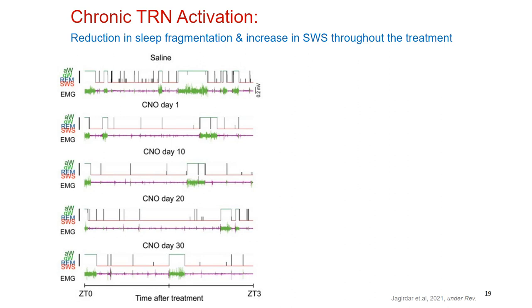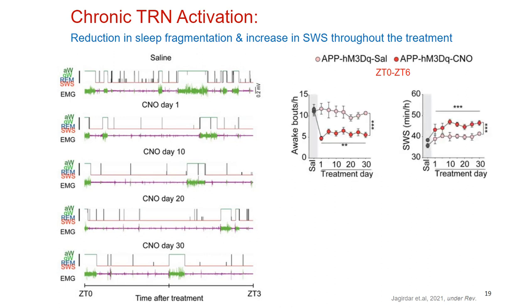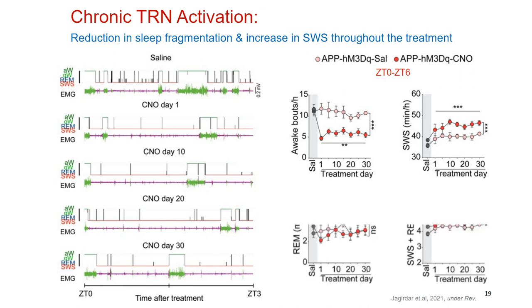During the first 6 hours after treatment, we can clearly see a significant decrease in number of awakenings and increase in slow wave sleep in the treatment group, indicated here by bright red dots. That's throughout the treatment. We did not see any effect in REM sleep. However, we saw overall increase in total sleep in the treated group of mice.